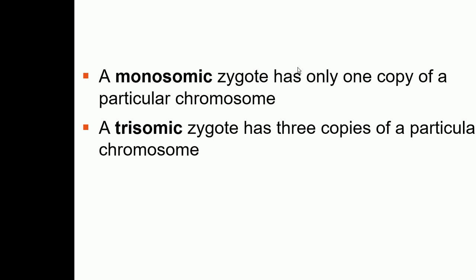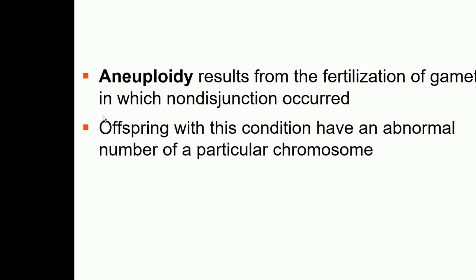Monosomic zygote means it has only one copy of a particular chromosome, and trisomic zygote has three copies of a particular chromosome. A typical example of a trisomic zygote is in Down syndrome, because in Down syndrome, these individuals have three copies of chromosome number 21.